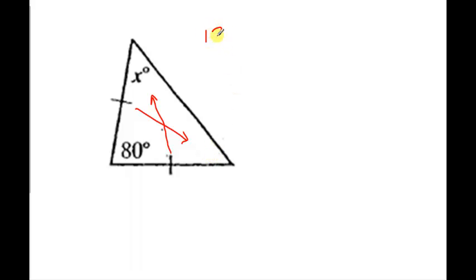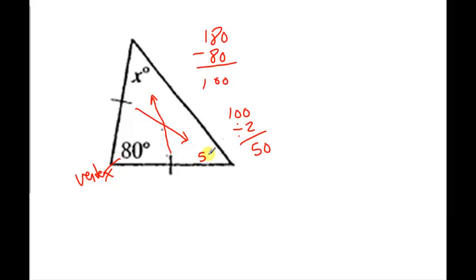I'm going to take 180 degrees, the total in the triangle. I'm going to subtract out the 80 that I know, and that's my vertex angle right here. I'm going to take the vertex angle away, and that leaves me 100 degrees. And that 100 degrees is going to have to be split equally between these 2 angles. And so 100 degrees divided by 2, that's going to give me 50-degree angles. So I've got 50 degrees here, and my x value is also 50 degrees, so x is 50.